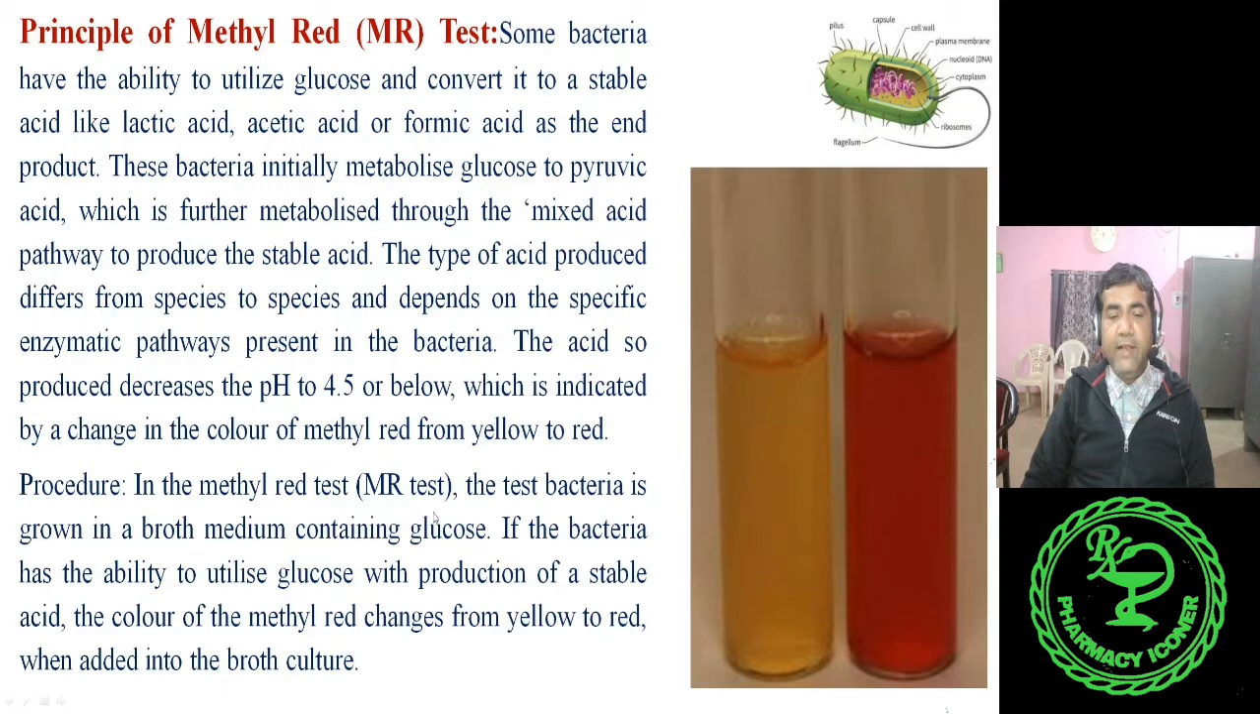In the methyl red test, the test bacteria is grown in broth medium containing glucose. So this is the procedure. The bacteria is grown in a broth medium containing glucose. If the bacteria has the ability to utilize glucose with production of a stable acid, the color of the methyl red changes from yellow to red like this. Okay.